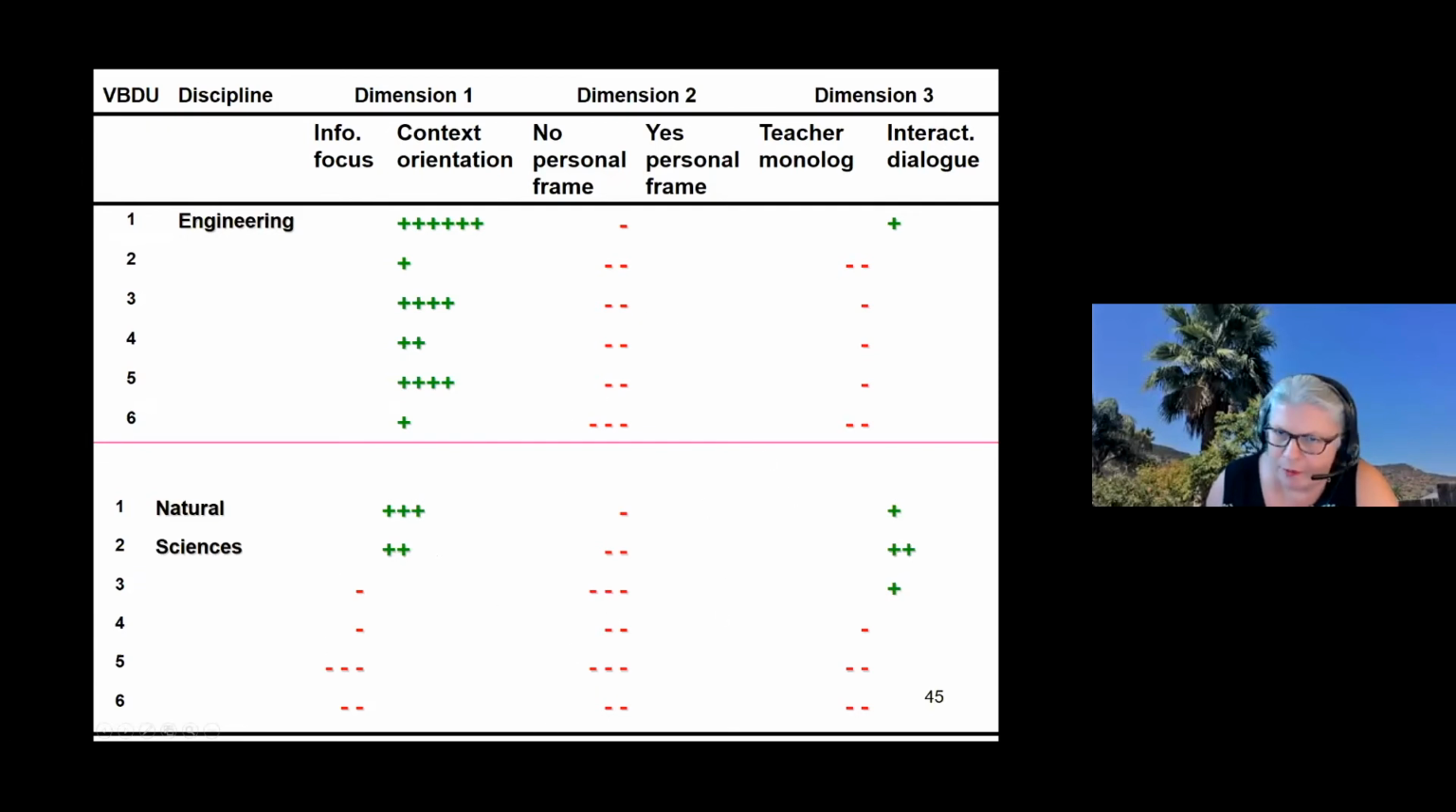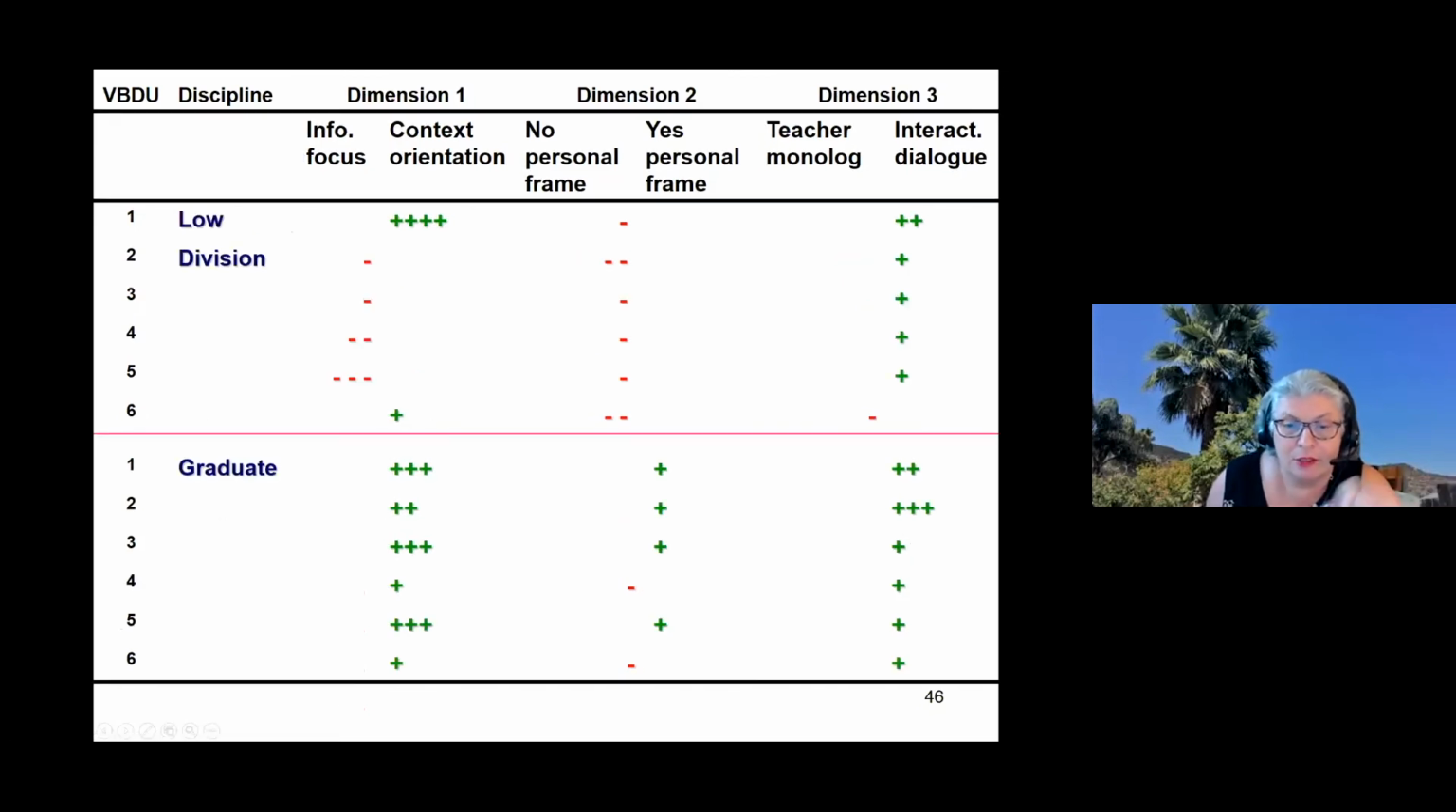No personal framing, nothing. And also dialogically, or interactivity-wise, it is contextual first, or interactive first, but then it turns into monologic. All right, graduate classes are very much contextual, very much personalized framing, and interactive. Whereas undergraduate classes, again, the first unit is contextually oriented and interactive. And it could remain interactive a little bit.